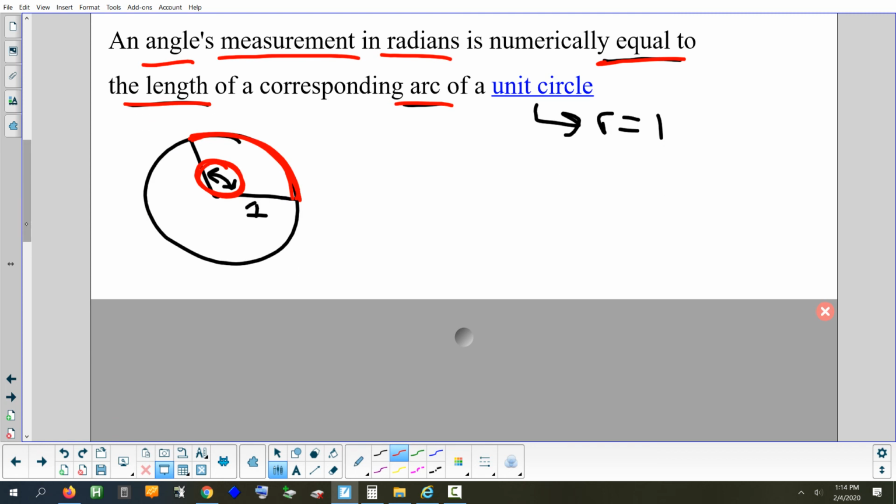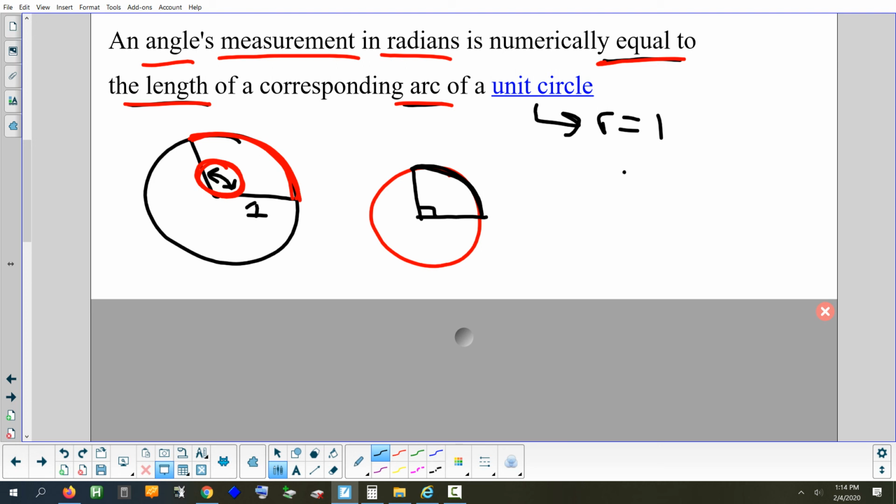So let's say that we had a circle, and in that circle, I drew that angle. What's the size of that angle? That's 90, right? And how much of the circle does that arc take up? It takes up 1/4, okay?